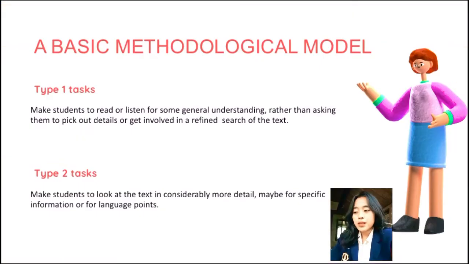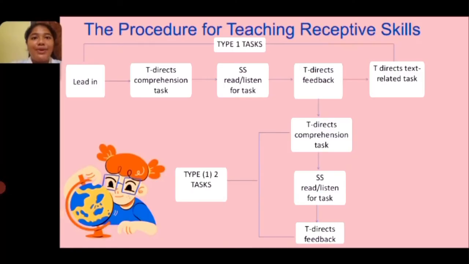In a basic methodological model, a type 1 text makes students read or listen for some general understanding, rather than asking them to pick out detail or get involved in a deeper sense of the text. A type 2 text makes students look at the text in considerably more detail, maybe for specific information or language points.